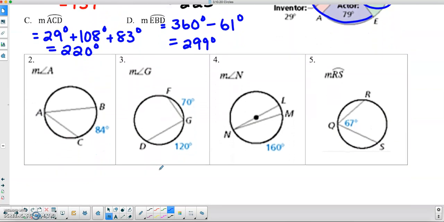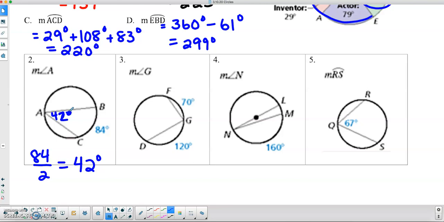So now for our inscribed angles, keep in mind that the inscribed angle is half the measure of your arc. So this here for part 2, if this is 84 degrees as the arc of BC, then 84 divided by 2 is going to give us 42 degrees. So I know in here the measure of angle A is 42 degrees.